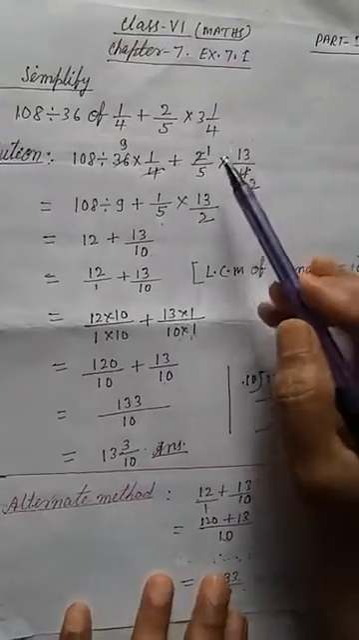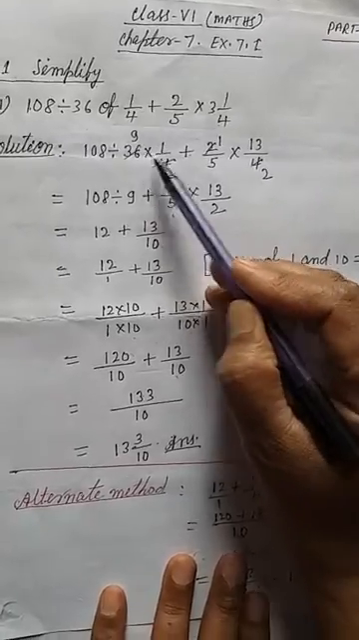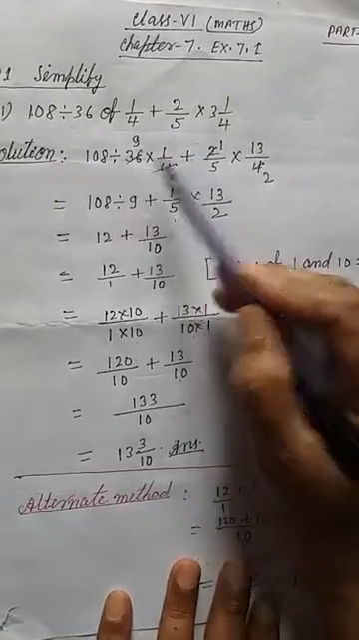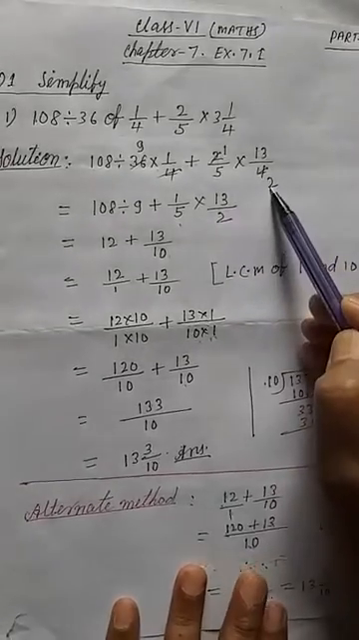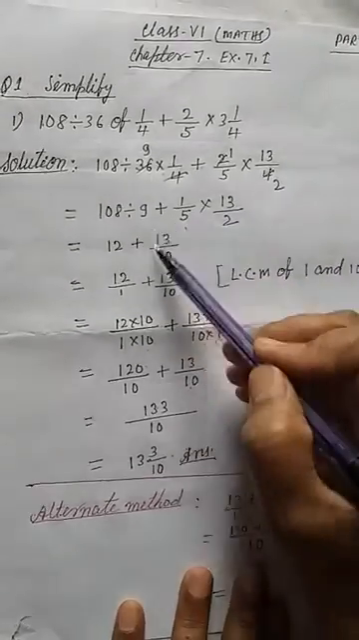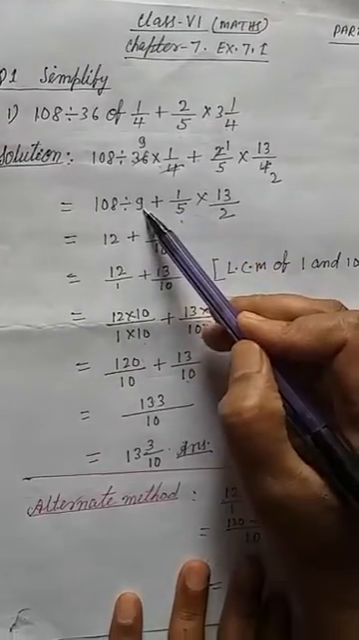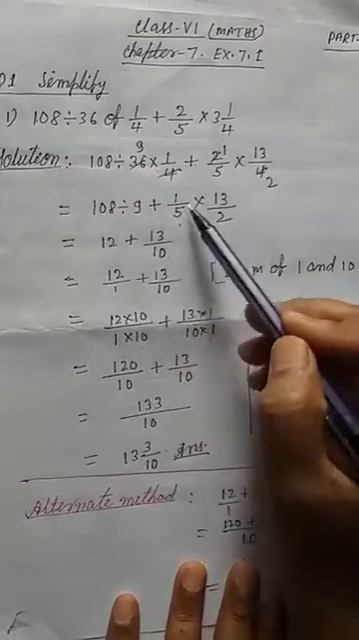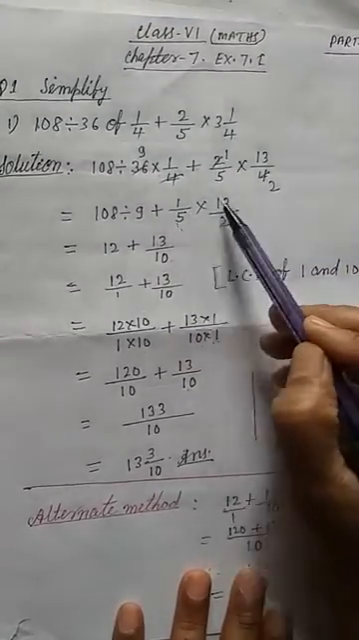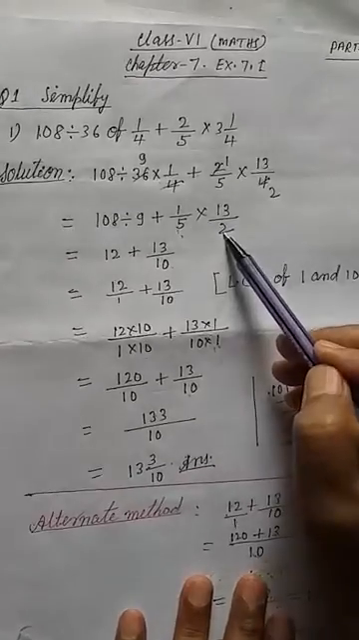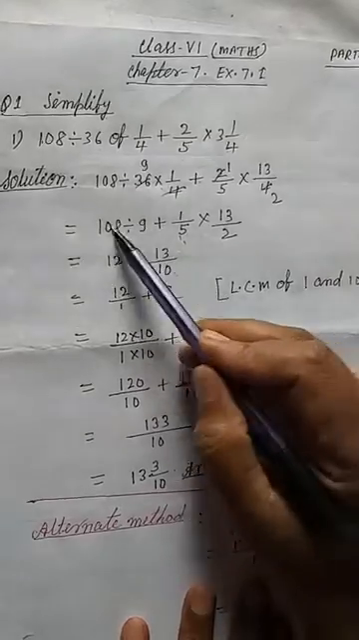Now after this we have to see, here is 4, here is 36, because this is the of part. So 4 nines are 36. Similarly we can reduce here: 2 ones are 2, 2 twos are 4. So after this you go to the second step. Now write 108 as it is, then 9 with a divide sign, then plus 1 upon 4 and then 13 upon 2. Here it is not possible to reduce, but 108 divided by 9 is 12, since 12 nines are 108.